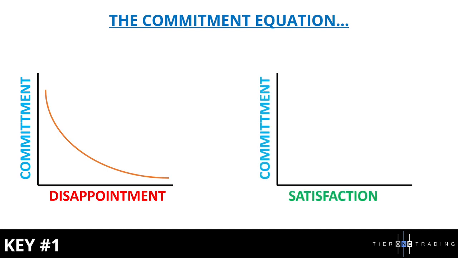Now, the other commitment equation we can have has to do with satisfaction, right? If we experience a bunch of satisfaction, wherever our commitment level was before, through the roof, to the moon, doggy coin to the moon, our commitment level is going to go up. Now, it can go one of two ways: disappointment, lower commitment; satisfaction, higher commitment.